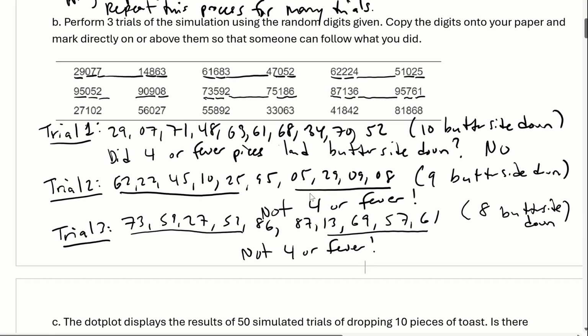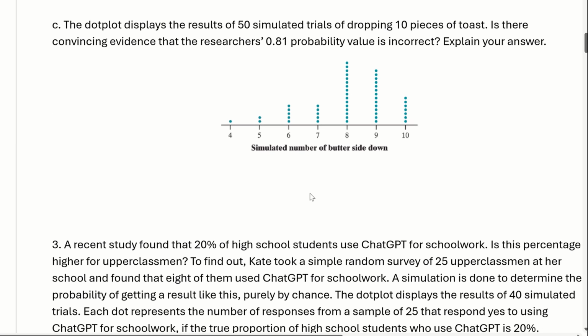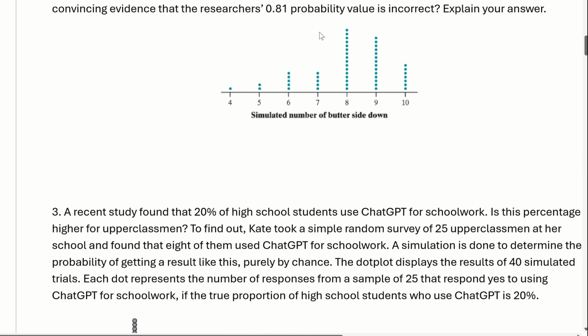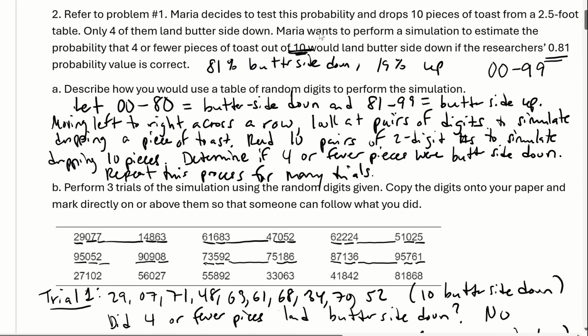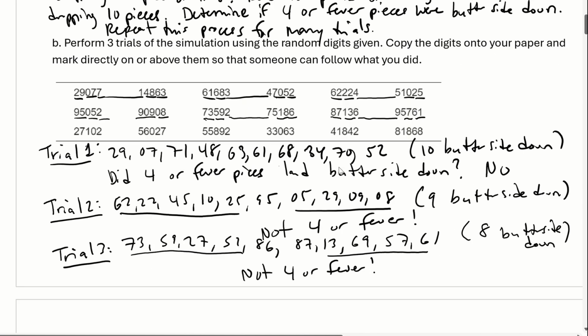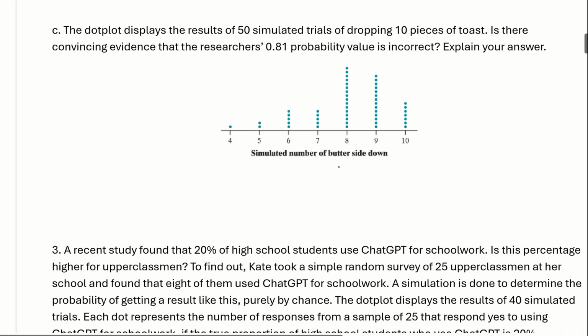All right, that's it for part B. Now, part C, we collect the results and we find that there's a lot that are 8, 9, and 10, very few that are 4 or 5. So it says, is there convincing evidence that the researcher's 0.81 probability value is incorrect? And so we want to explain based on Maria's experiment. She wanted a test. Remember, what was Maria's example? She only got 4 of them to land butter side down. So we wanted to test the probability for 4 or fewer pieces of toast.